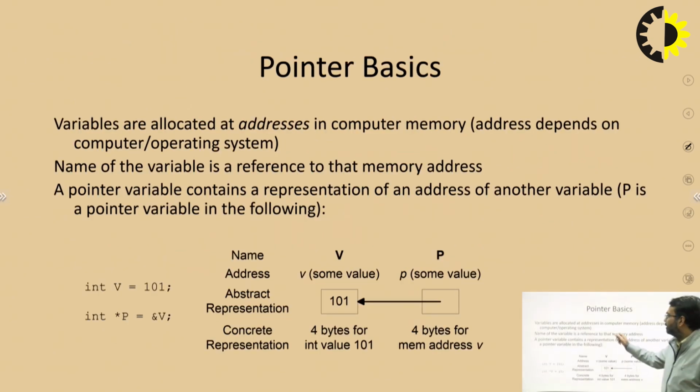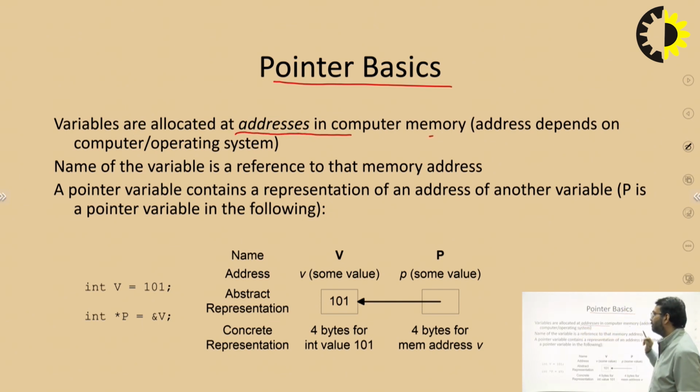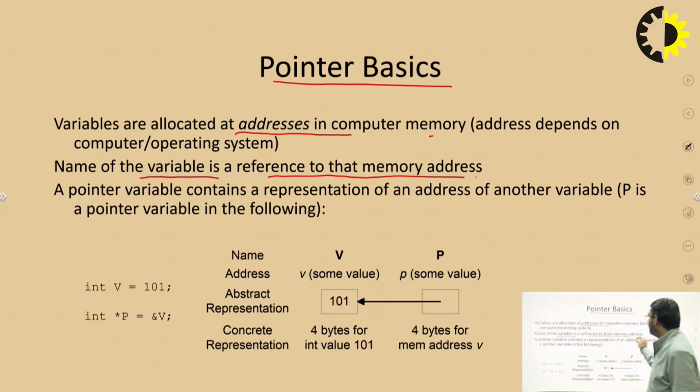Now pointer basics. Whenever we declare a variable, a memory address is allocated at compile time to that particular variable. The name of the variable is a reference to that memory address. Suppose we have a memory like this.